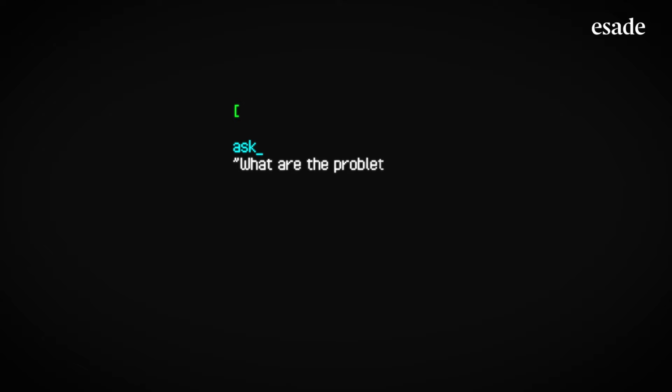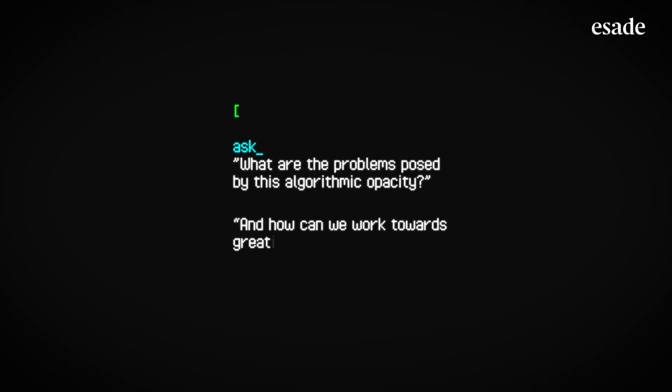What are the problems posed by this algorithmic opacity? And how can we work towards greater transparency?